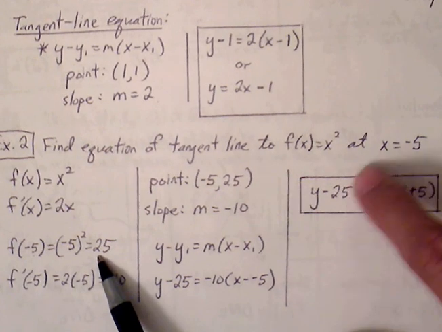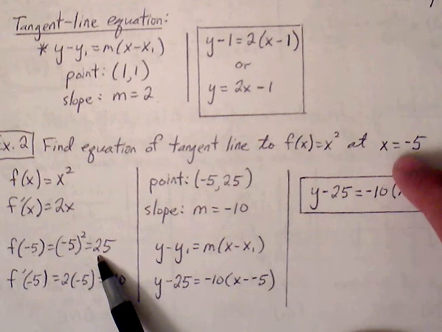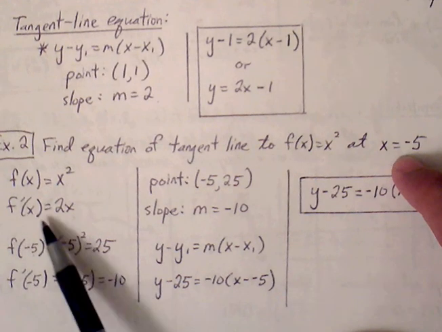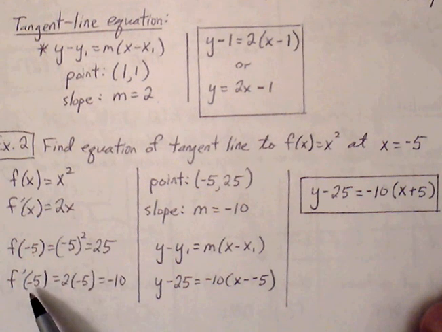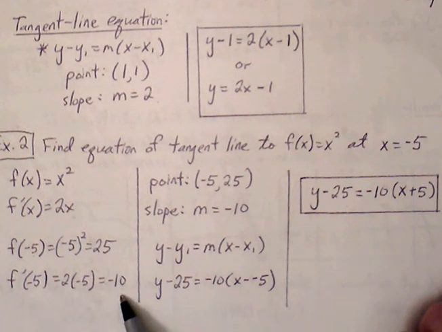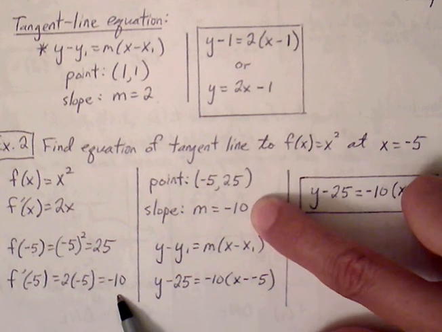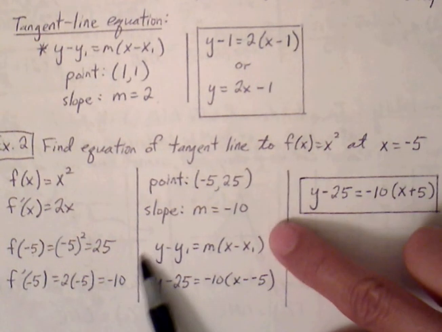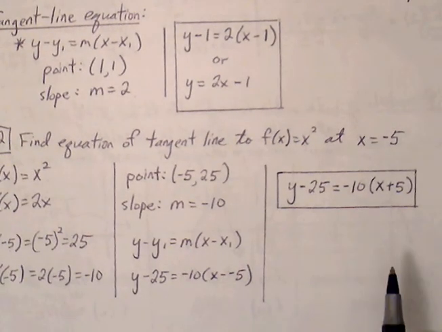Now if we want to find the slope, we plug -5 into the derivative function. So f prime of -5 is equal to 2 times -5, which will give us -10. So we have our point, we have our slope, and then we simply plug into our point slope form, which will give us y minus 25 is equal to -10 times x plus 5.